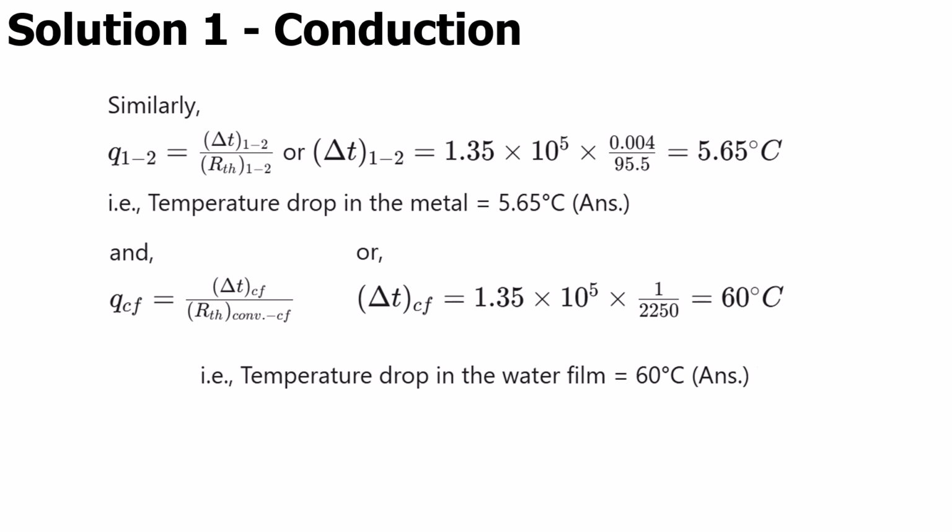To verify our calculations, the sum of these individual temperature drops should ideally equal the overall temperature difference. So adding 9.31, 5.65 and 60 degrees Celsius, we get approximately 74.96 degrees Celsius, which is very close to our initial temperature difference of 75 degrees. This confirms the consistency of our results.